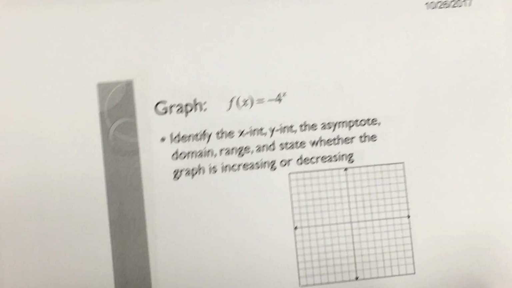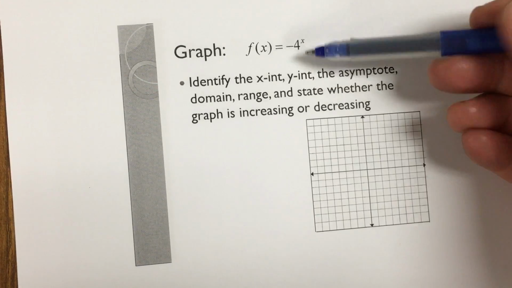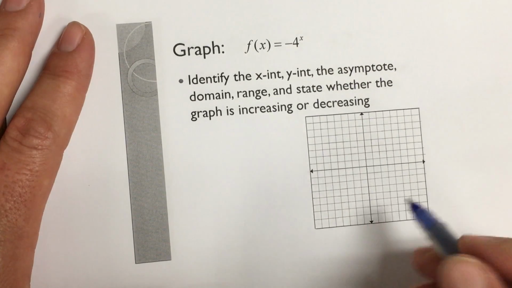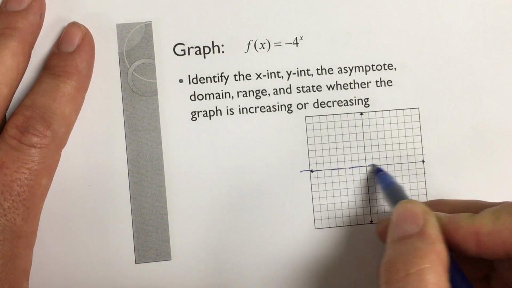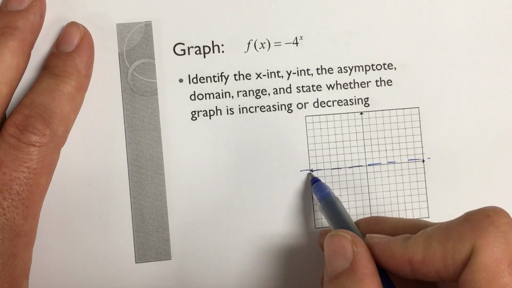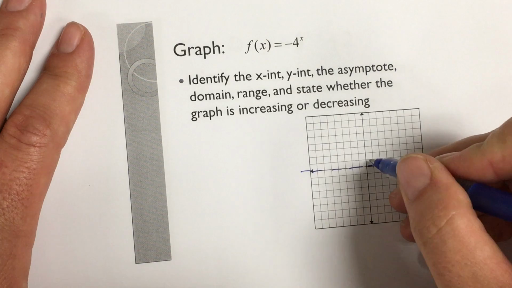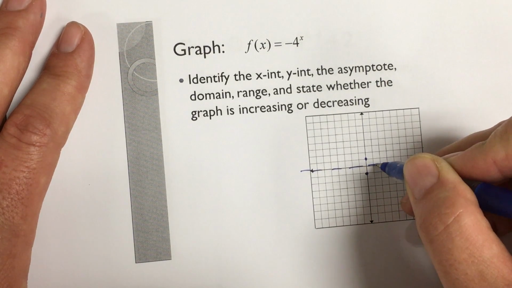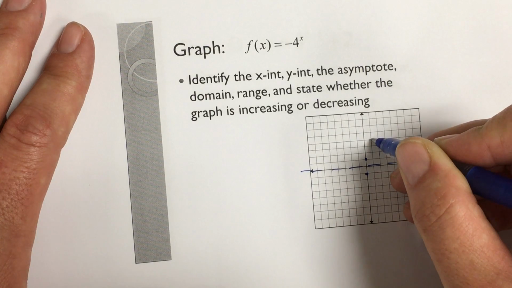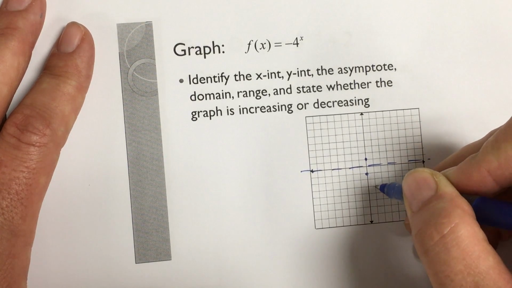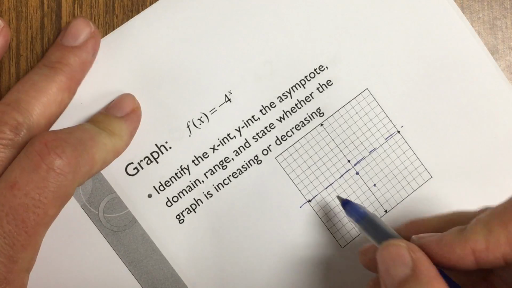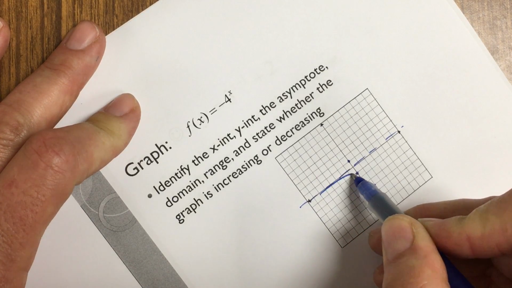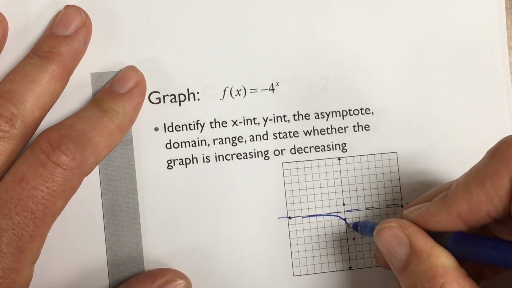So this problem right here, you can go ahead and try it on your own, but basically what it's going to do is it's going to take our graph and it's going to reflect everything down. So what was here is going to be here. What was 1, 2, 3, 4 is now going to go 1, 2, 3, 4, and the graph is going to look like this.